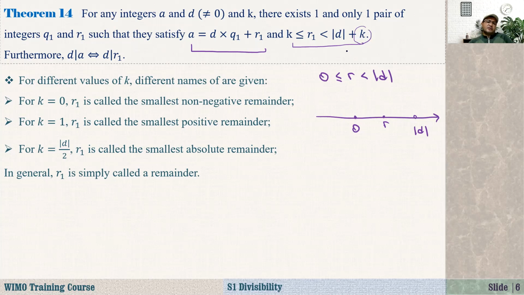Anyway, for different values of K, different names are given here. So for K equal to 0, that's our first case, then R1 is called the smallest non-negative remainder. And if K is equal to 1, R1 is greater than or equal to 1, right? So that means that it is not 0, it is not negative, so it is the smallest positive remainder. And for K equal to the absolute value of D over 2, R1 is called the smallest absolute remainder. Anyway, maybe we'll talk about this a bit later.